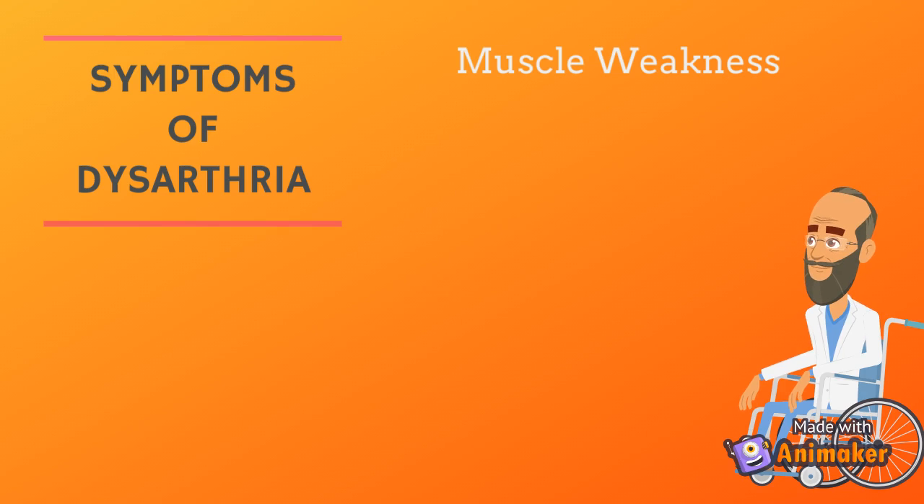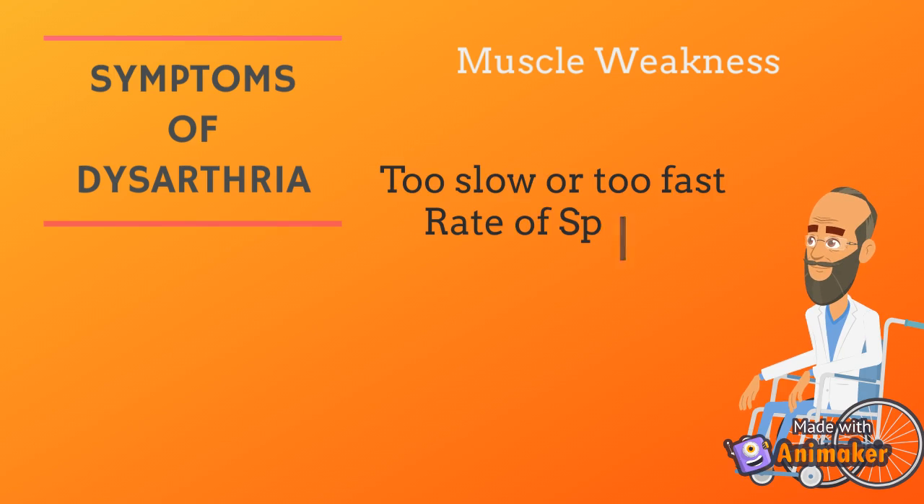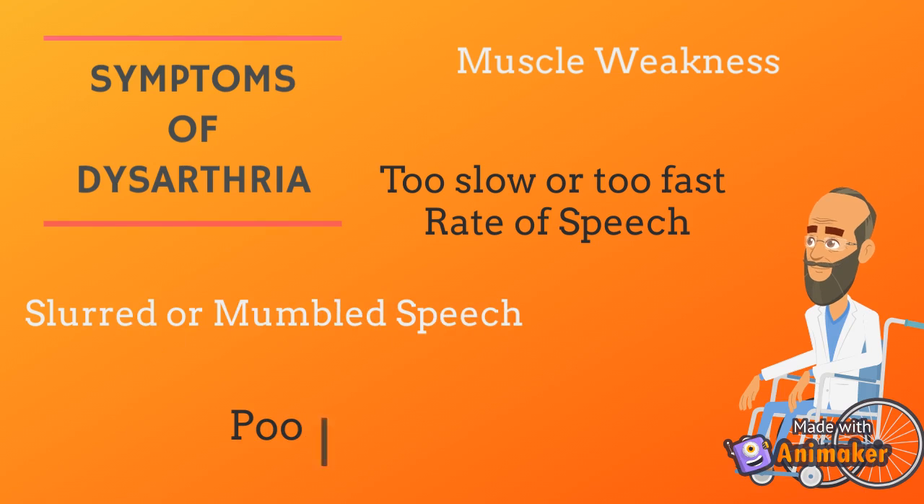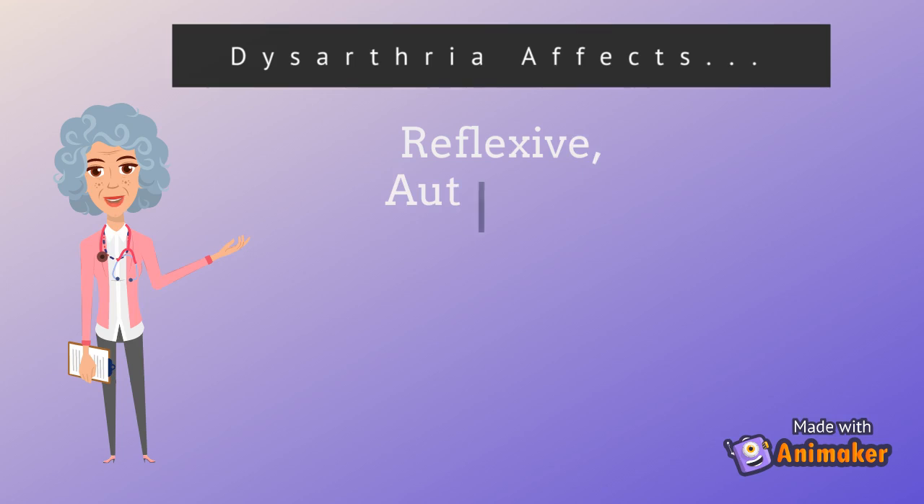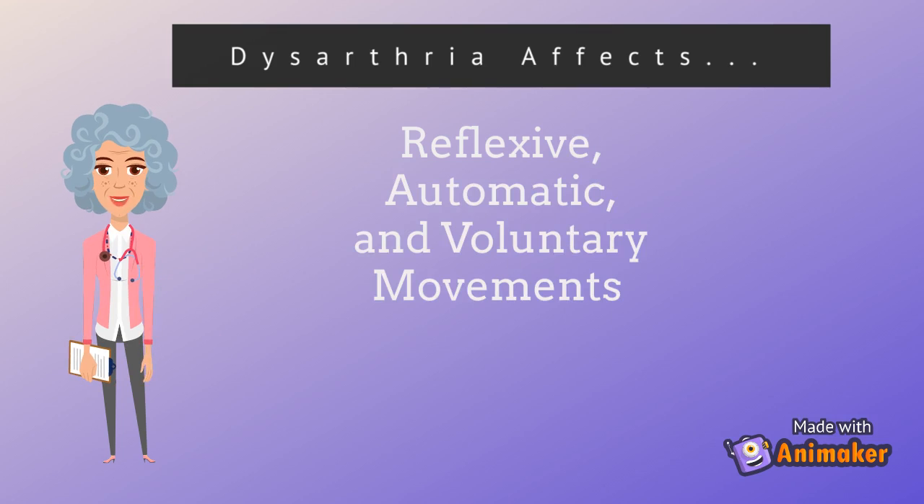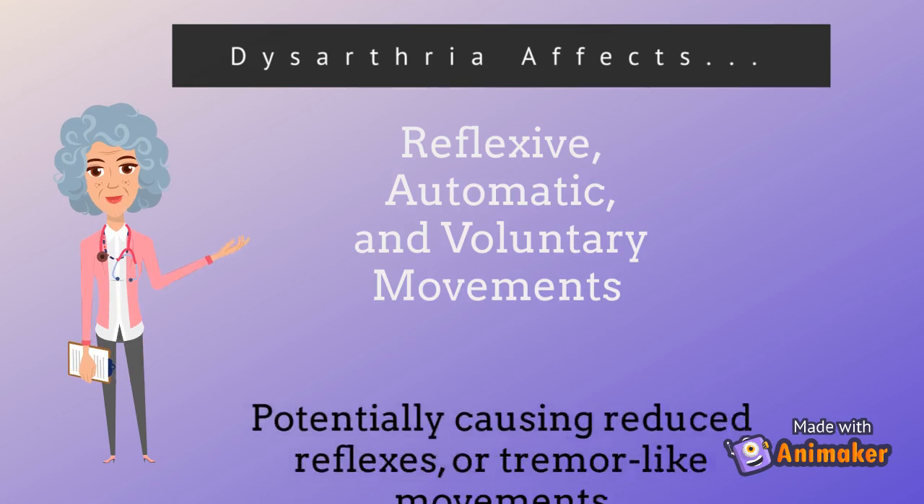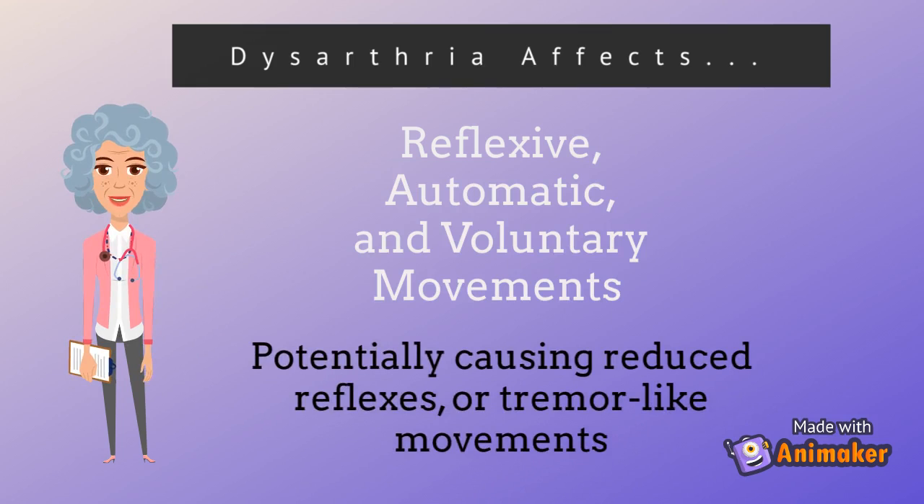Other symptoms include too slow or too fast rate of speech depending on the type of dysarthria, slurred or mumbled sounding speech, and poor breath support, which would impact phrase length and make it shorter. Dysarthria also affects reflexive, automatic, and voluntary movements, which would cause reduced reflexes or tremor-like movements.